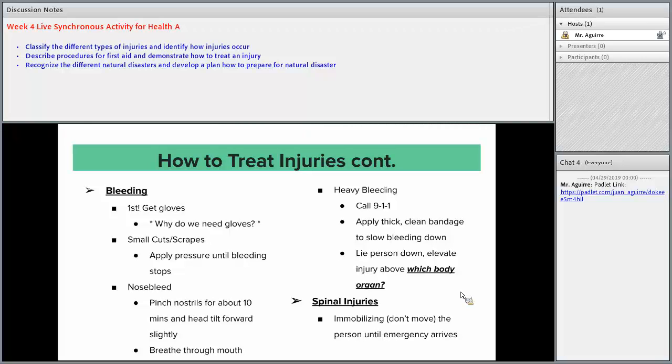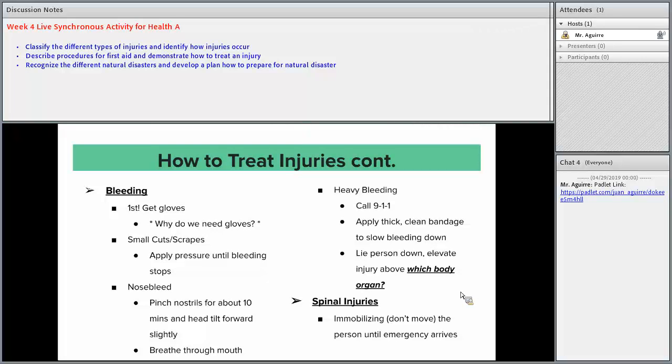Injury from which organ of the body, guys? How high should you elevate that injury? You think it's your lungs? No, it's okay though. You're on the right track. It's your heart. Think your heart, great job, guys. Your heart is very important. You want to make sure you elevate higher than your heart, right?